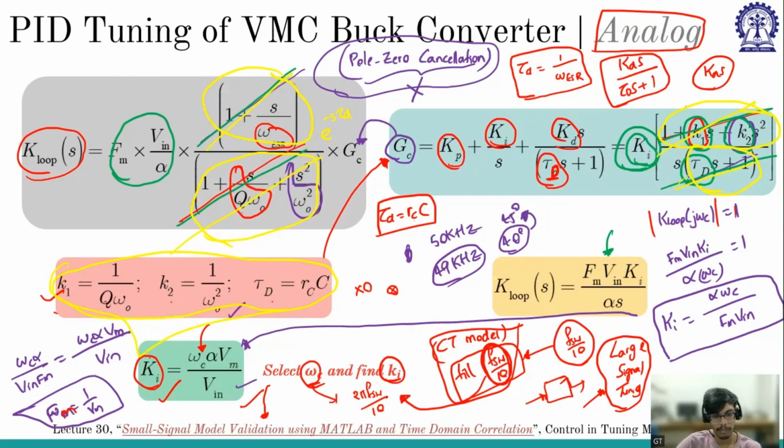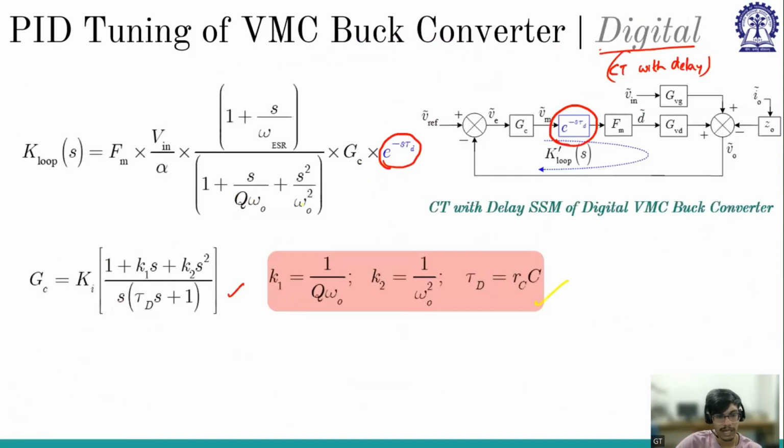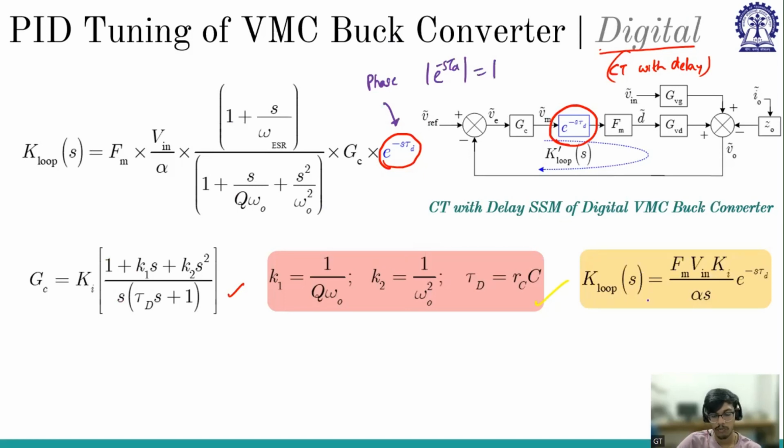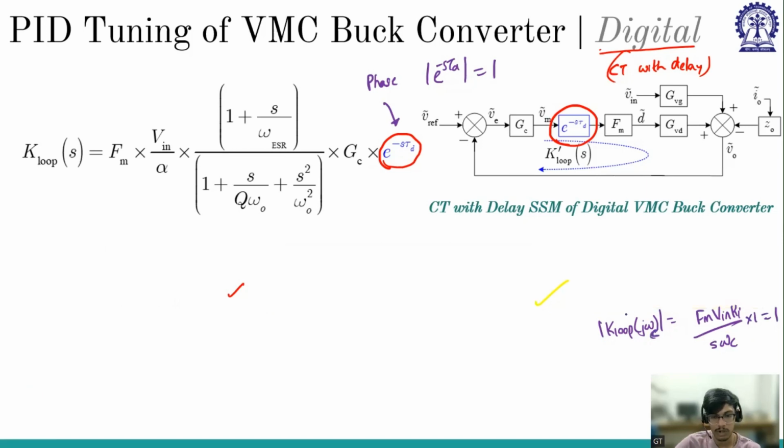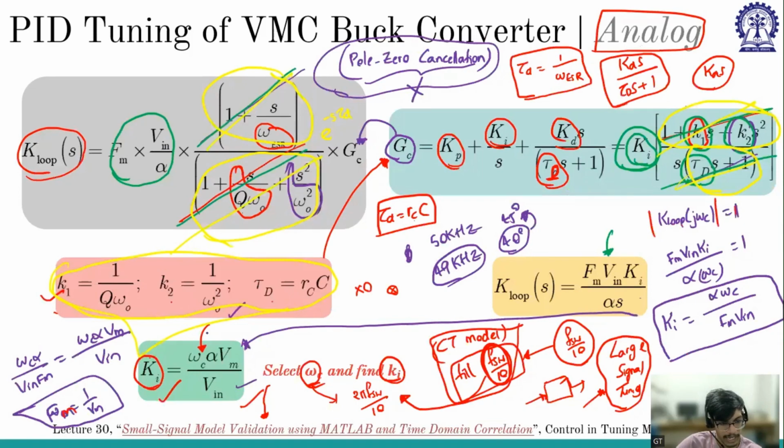So I am directly writing those equations. But where does this e to the power minus s tau d come into the picture? It will come into the picture in the phase, because the magnitude of e to the power minus s tau d is 1. So if I consider k loop of s, it will not have any effect. If I take mod k loop of j omega, I'll get fm vm ki by s into omega c into 1 equal to 1, because I have considered omega c. So whatever ki expression I get will be similar to this expression only. Everything will be the same. What is the difference? Phase margin.